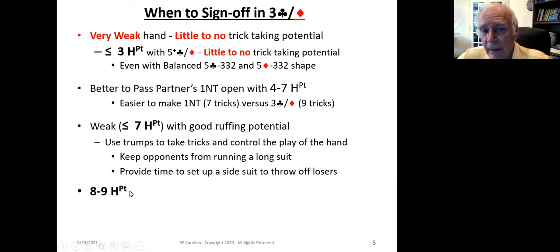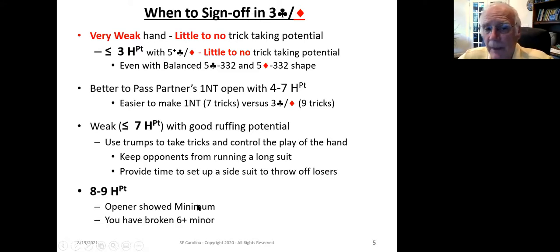All right, with 8 to 9 high card points, you see we're kind of going from 0 to 3, 4 to 7, less than or equal to 7, 8 to 9 high card points. And we want to find out if the opener is a minimum or a maximum. Now, what we can do with 8 to 9 high card points is go ahead and, with the 6+ card minor, bid that suit at the 3 level.